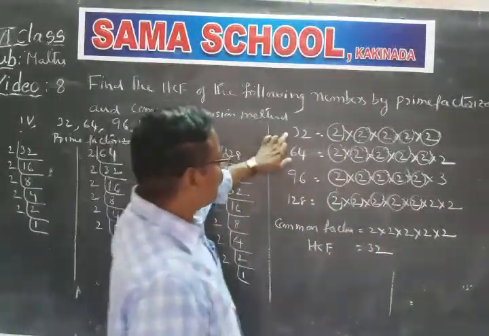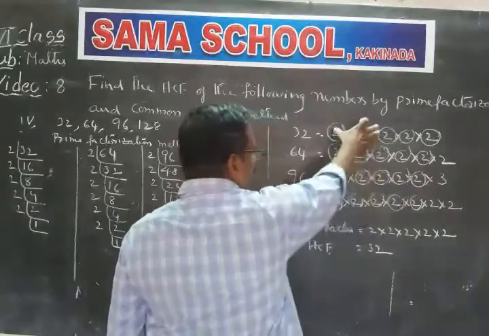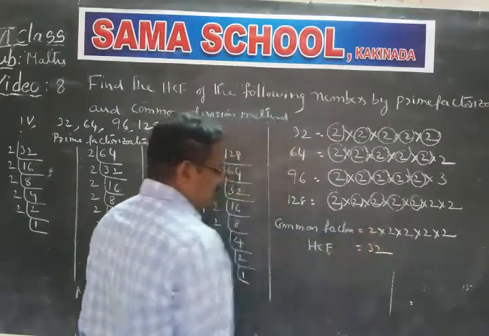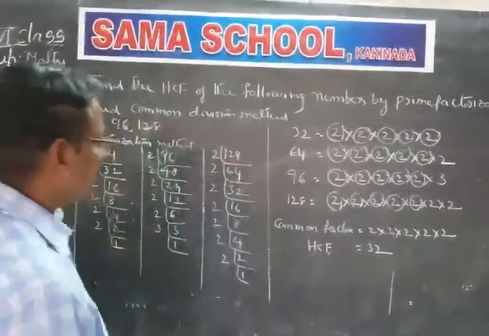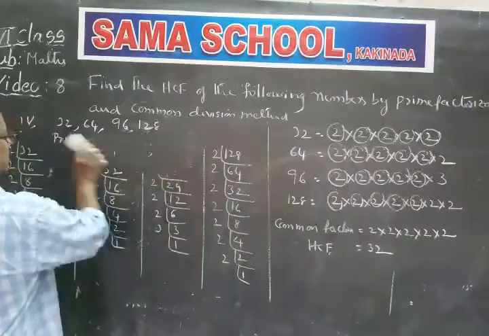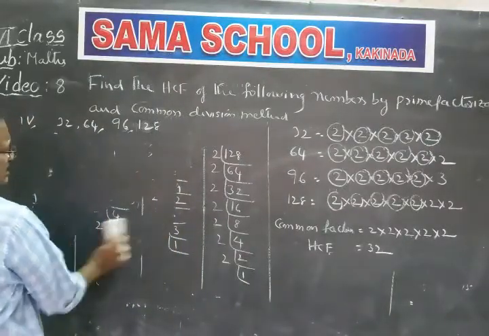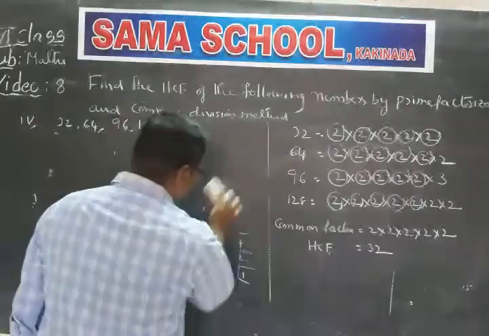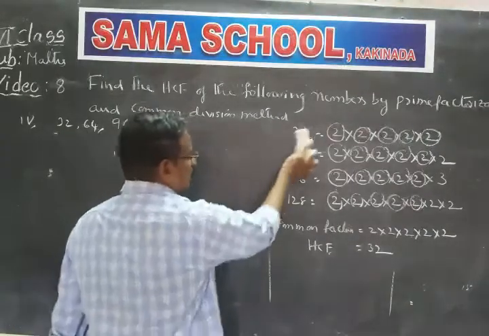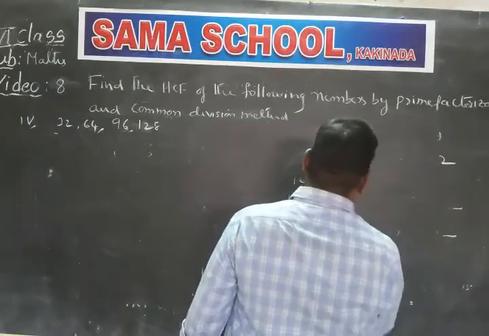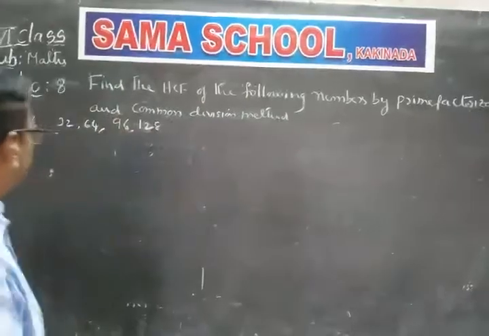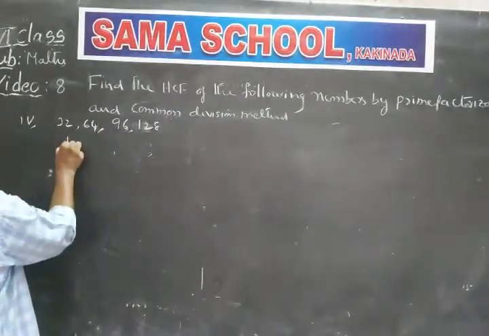It is given as the product of the prime factors. In all 4 given numbers, 32 is the HCF. This is the prime factorization method. The next one is the division method. Find the HCF of the following numbers by prime factorization method and division method. The prime factorization method is completed. Now the division method: take 2 numbers first out of the given 4 numbers.